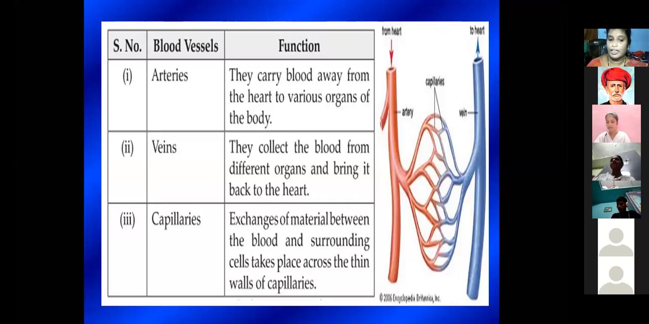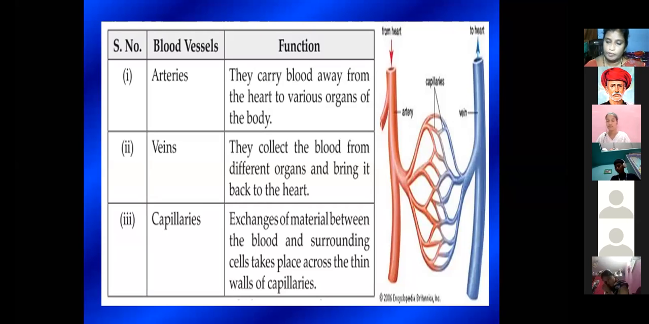And in capillaries, the exchange of material between the blood and surrounding cells takes place across the thin walls of the capillary. Capillaries are very thin structures. They internally connect the arteries and veins. The main function of the blood vessels is pumping the blood through all parts of the body. This information was given by both scientists, Malpighi and William Harvey.